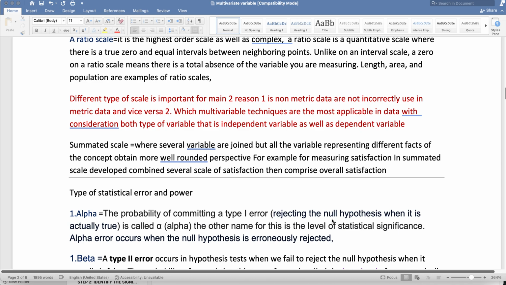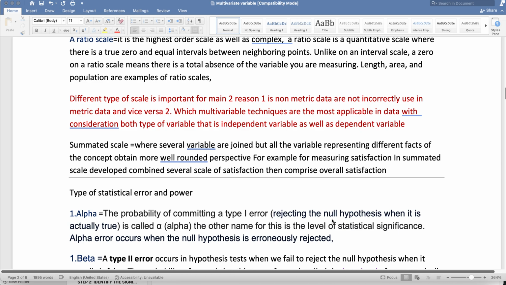Let's talk about why different types of scale are important, for two main reasons. Number one, non-metric data are not incorrectly used as metric data, and vice versa. Second, which multivariate technique is the most appropriate depends on the data, with consideration of both types of variable, that is, the dependent variables as well as the independent variables.